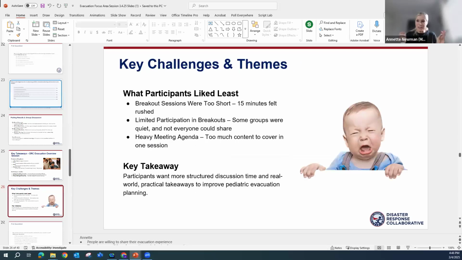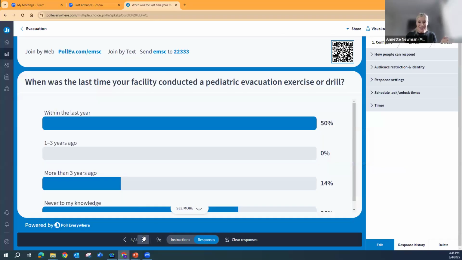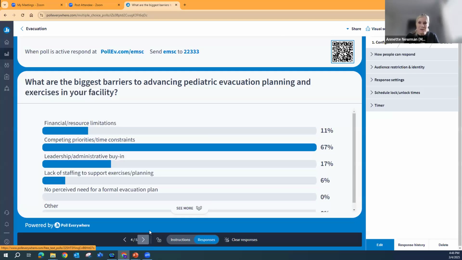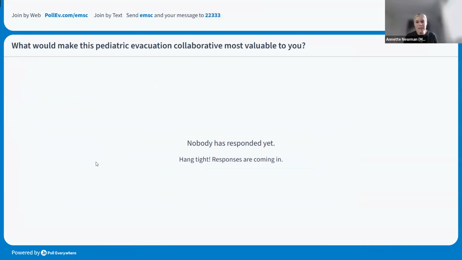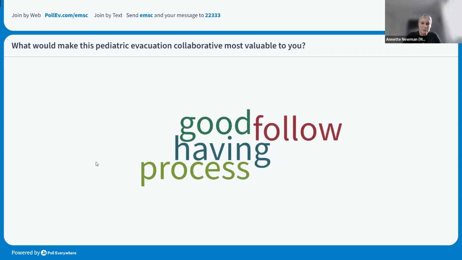And so we will move into our last poll. If you haven't participated in the other polls, this one is probably the most important, because our entire year moving ahead in our timeline will be built around your suggestions. So what do you think? What do you want? We are here as an evacuation group to hopefully give you what you want. So what would make this pediatric evacuation collaborative most valuable to you?